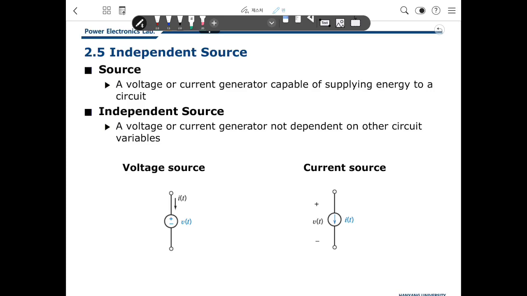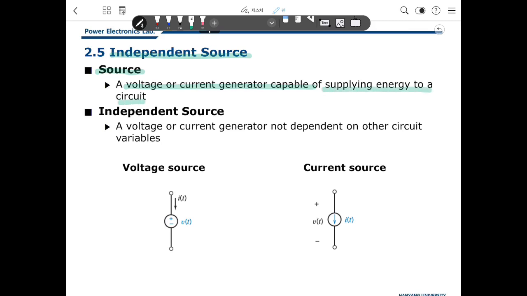Today we will talk about the independent source. Actually, we will deal with the source. What is a source in the electric circuit? A source is a voltage or current generator capable of supplying energy to the circuit.